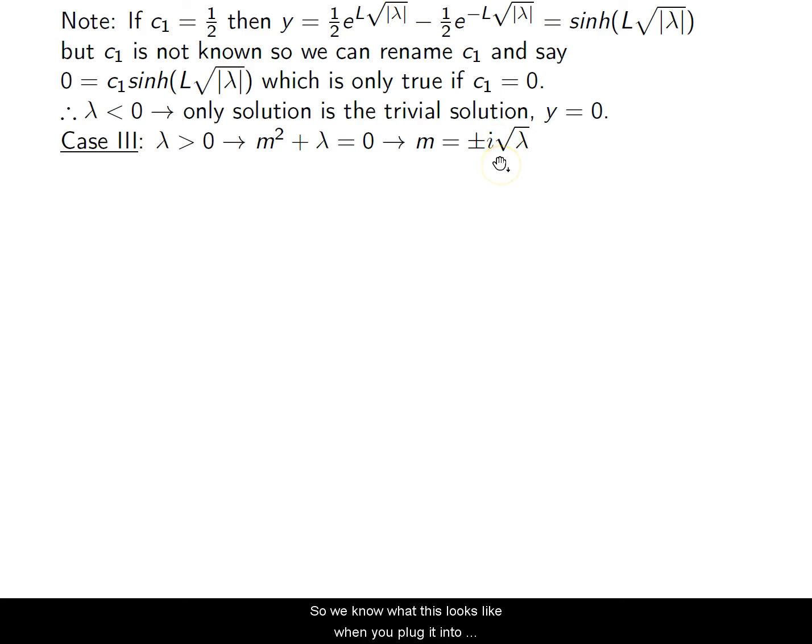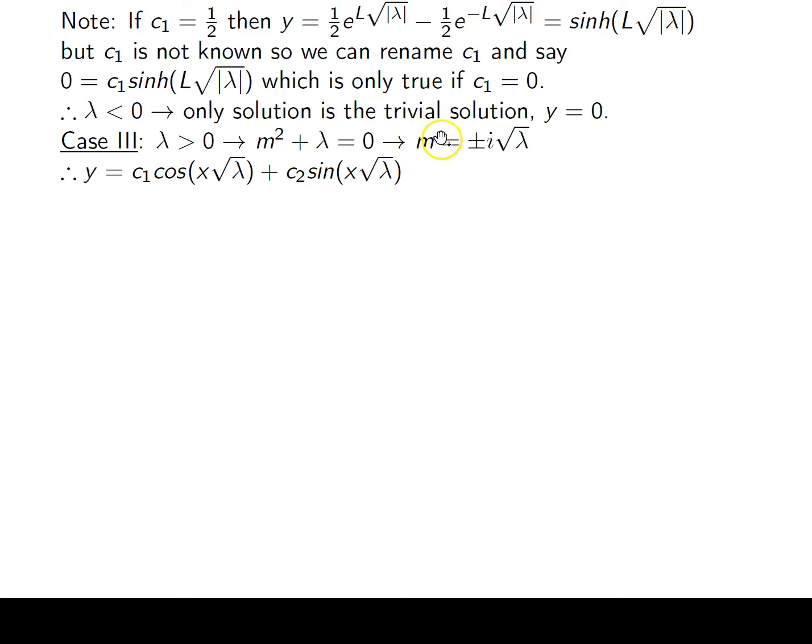We know what this looks like when you plug it into your general form of an equation. We get the sines and cosines. There's no real part here, so there's no e to the real part exponent attached. Now what we're going to do is the same thing we did before: apply those boundary conditions. The first one is at the initial value. When I plug in 0, sine of 0 goes away, so I'm left with 0 is equal to C1. Because cosine is 1, C1 equals 0, so that's my answer.